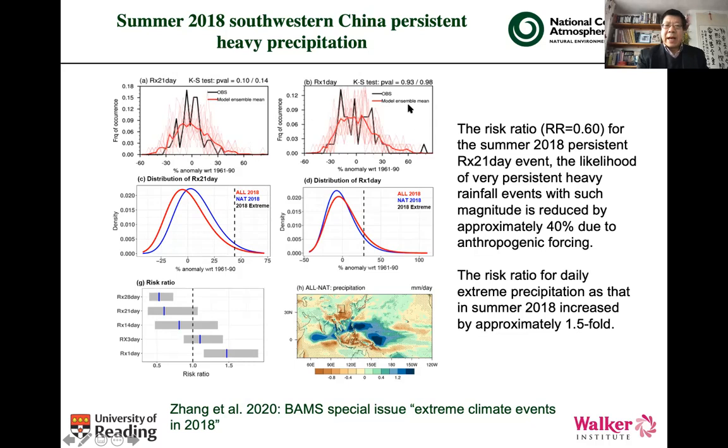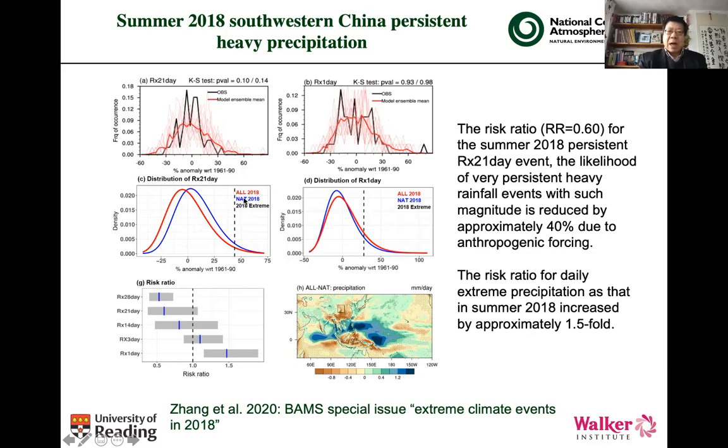And showing here is the maximum 1-day precipitation distribution, also from the multimodel ensemble simulation. The PDF distribution of the model is similar to the observed distribution, and that indicates the model can capture the precipitation distribution realistically.